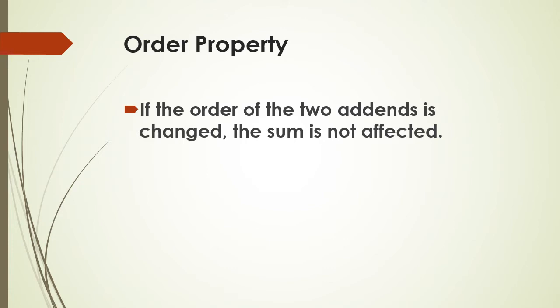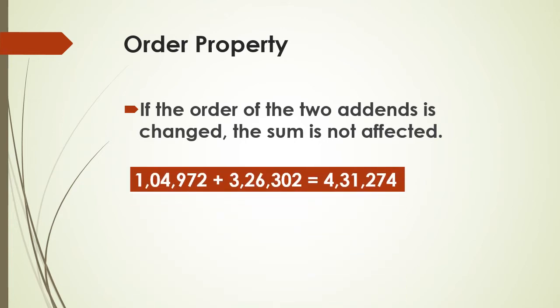So what do you understand from this? Let's see from the example, then you will understand. 1 lakh. We are taking two numbers, 1,04,972 plus 3,26,302. When you add these two numbers, we will get the result as 4,31,274.